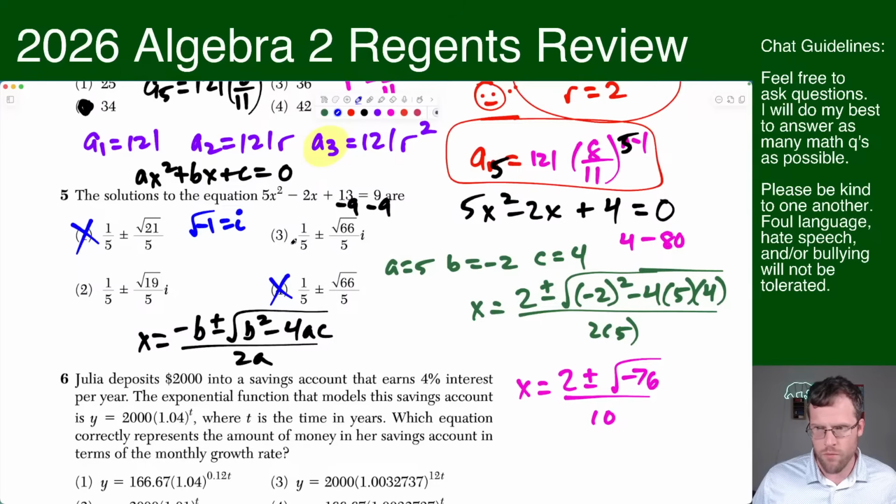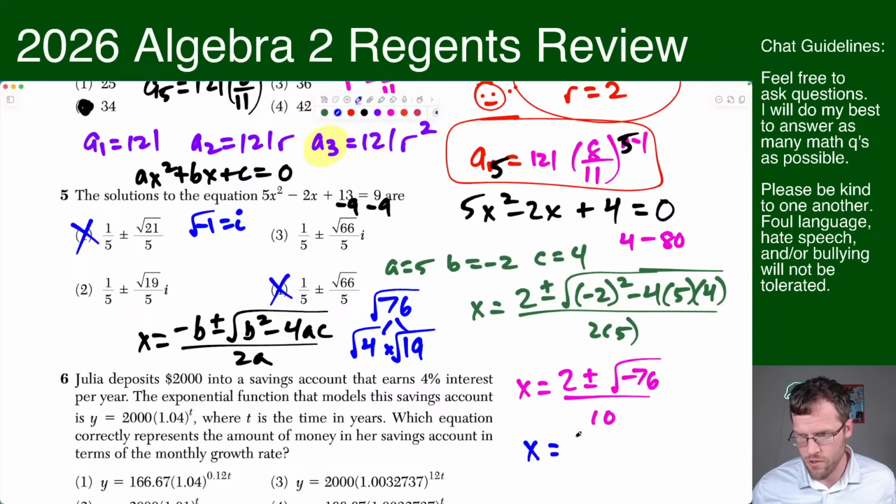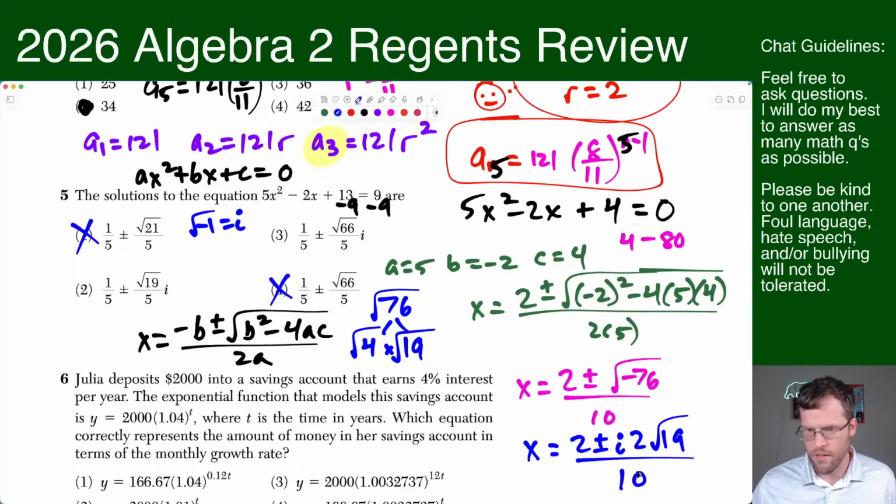And then from here, what two numbers multiply to 76 and we want a perfect square? Well, for this, we could say 4 and it looks like 19 works. Yeah, 4 and 19. So if I say square root of 76, I could say square root of 4 times square root of 19, and that would be 2 radical 19. But we're going to have the square root of negative 1 pop out as i. So this would be x equals 2 plus or minus i, and then square root of 76, once again, is 2 radical 19. And we're dividing all of this by 10.